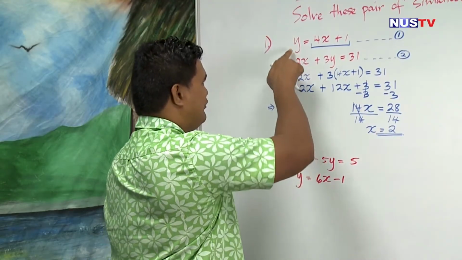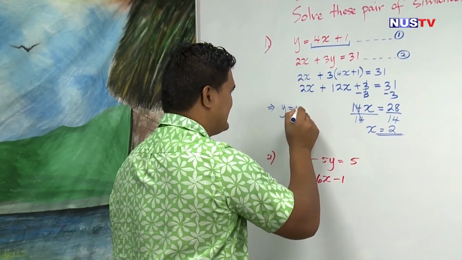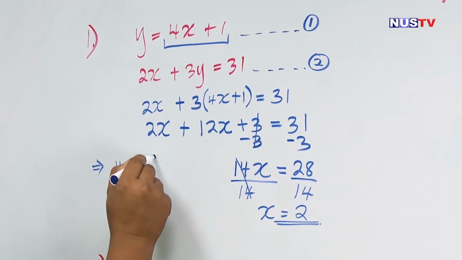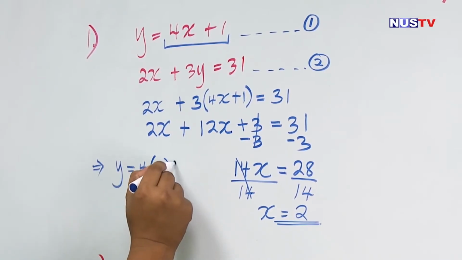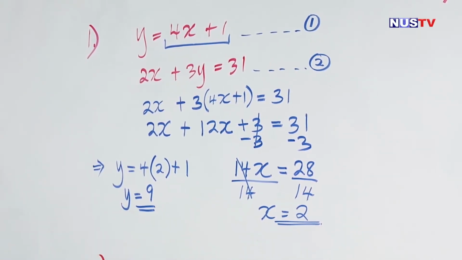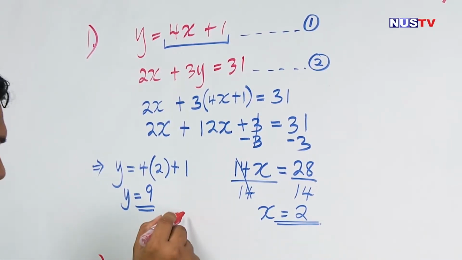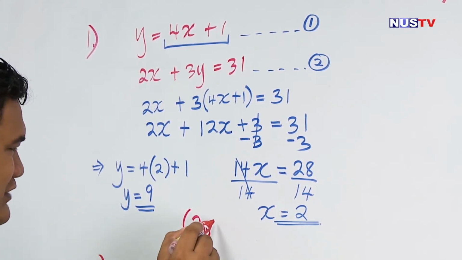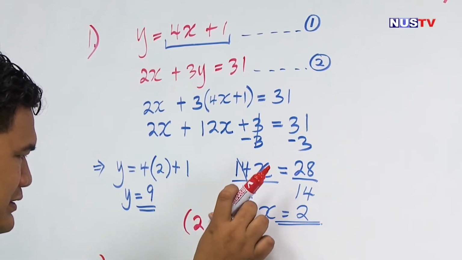So we're going to have our first equation, which is y is equal to 4x plus 1. So instead of putting x there, we're going to substitute our 2 here. So 4 times 2 and then plus 1. So now 4 times 2 is equal to 8, and 8 plus 1 is equal to 9. So now we have our value of x and our value for y. So therefore, our values for our answer will be, the value of x will be 2, and the value of y will be 9.